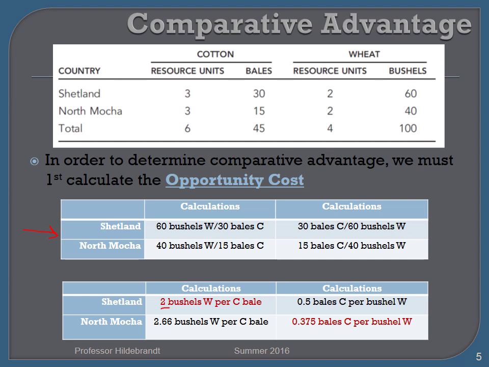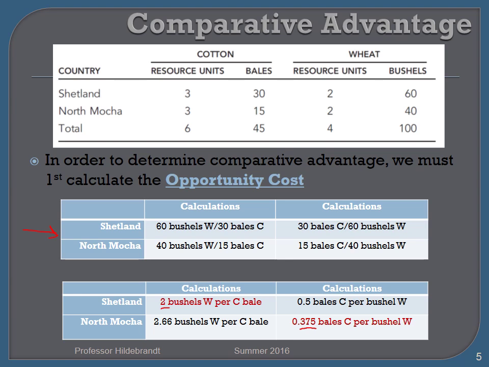And then for each country, we'll do the same thing with their wheat calculations. And you're really just flipping these fractions. So now it's 30 bales of cotton divided by the 60 bushels of wheat, or half a bale per bushel, and 15 bales divided by 40 for North Mocha, or 0.375.